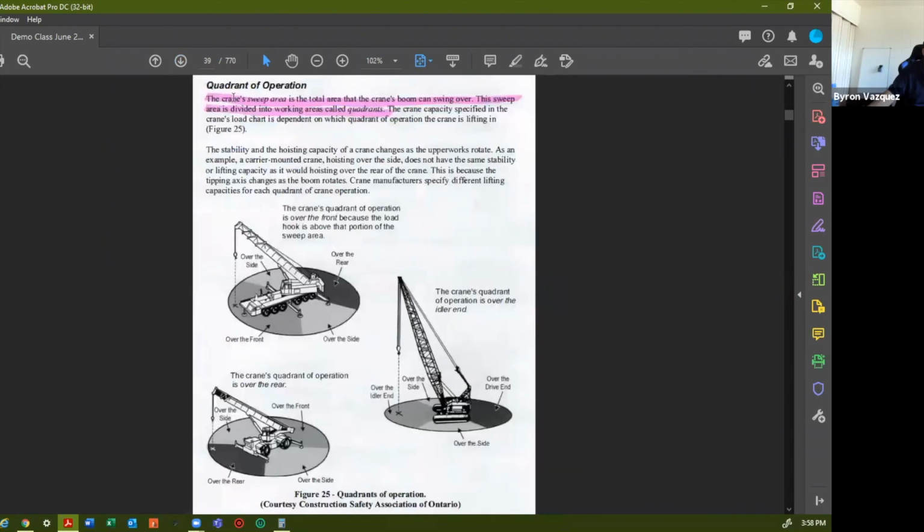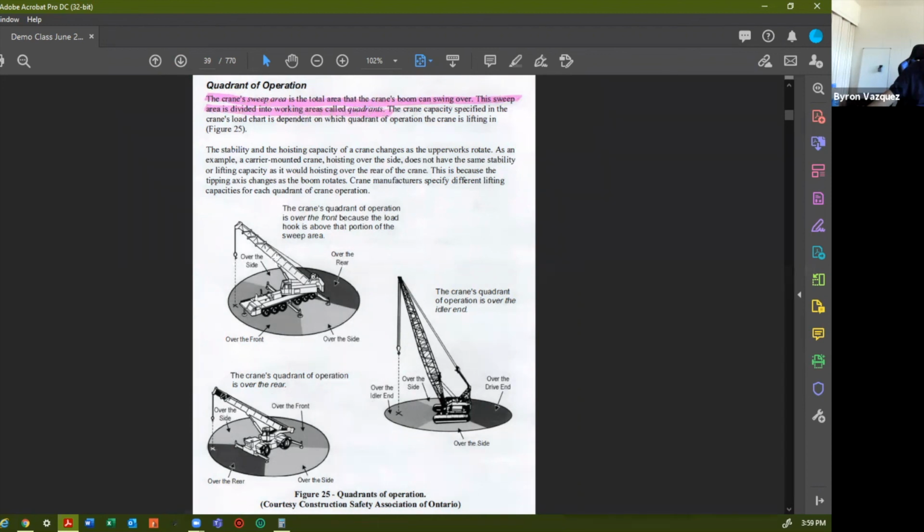So this is a quadrant of operation. The crane sweep area is the total area that the crane's boom can swing over. This sweep area is divided into working areas called quadrants. So just looking at these depictions here: over the rear, over the side, over the front, and over the other side. So the swing radius is going to be within the quadrant.